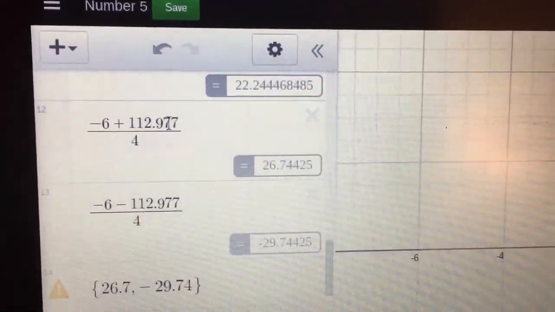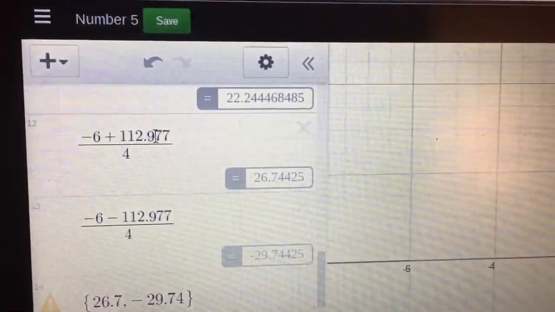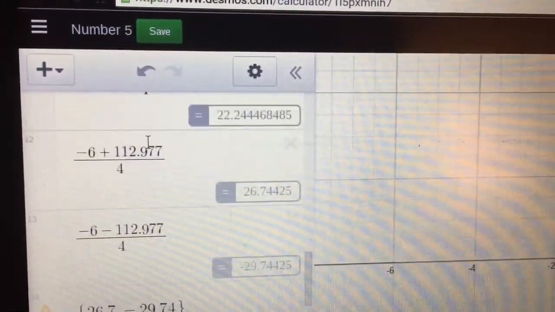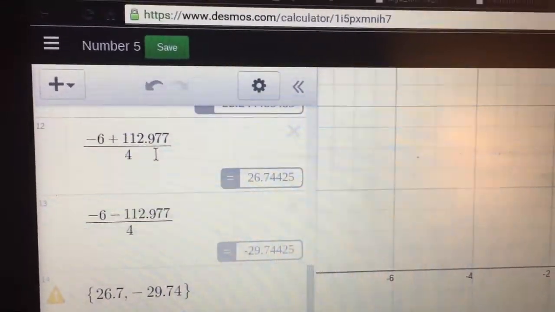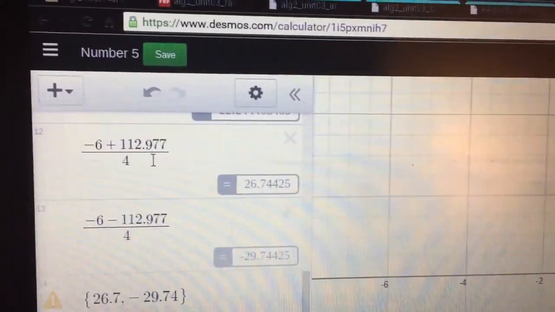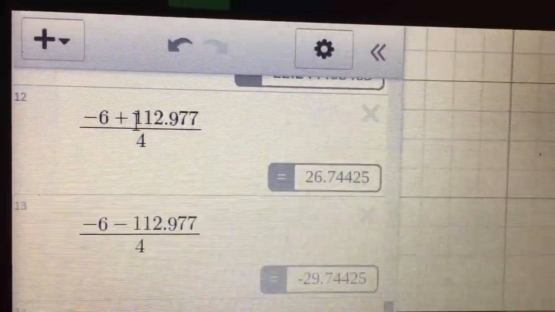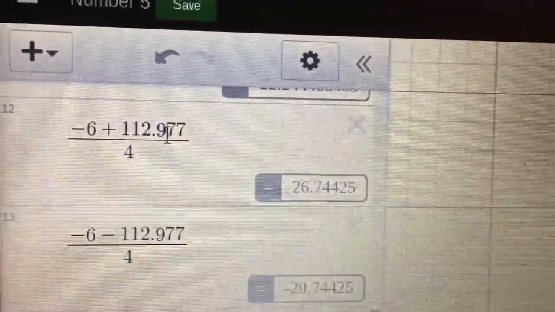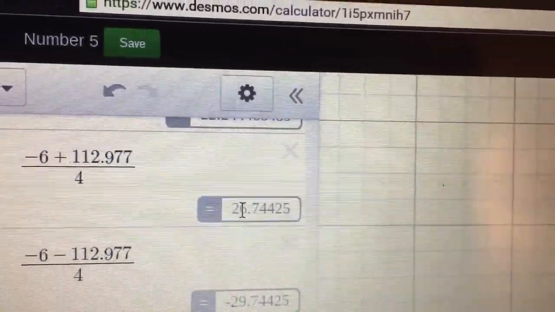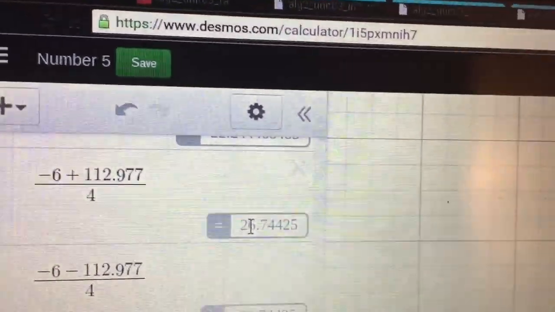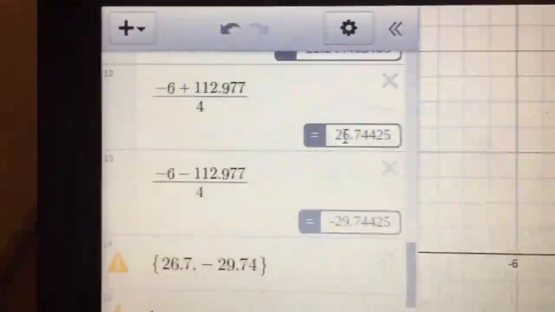Now when we do the square root of 12,764, we get 112.977 over 4. Now we're going to do negative 6 plus 112.977 over 4, and we divide it, and we get 26.74425. We're just going to put 26.7 as our answer.